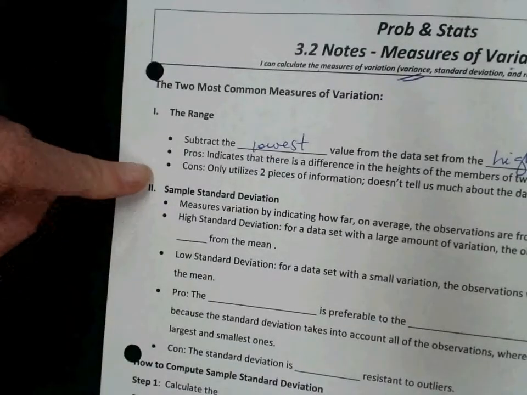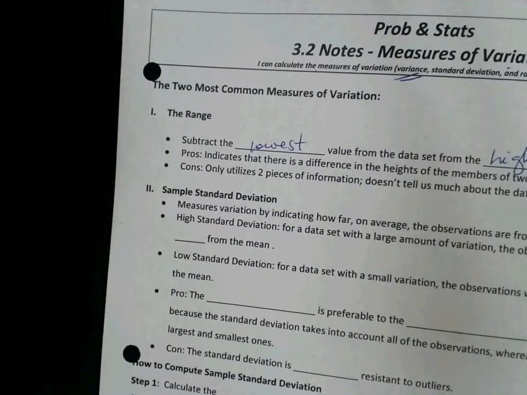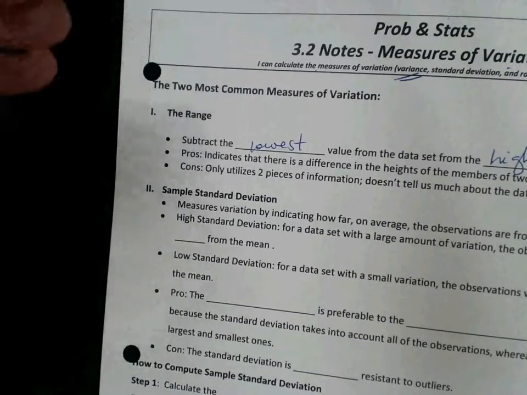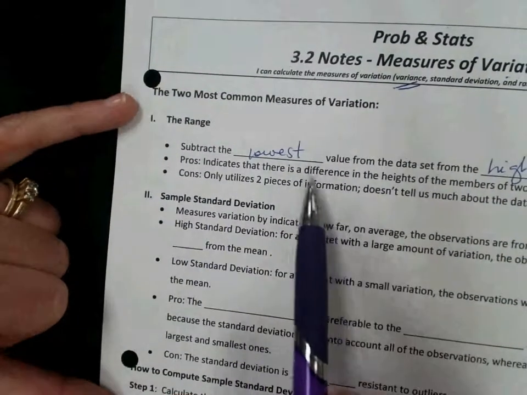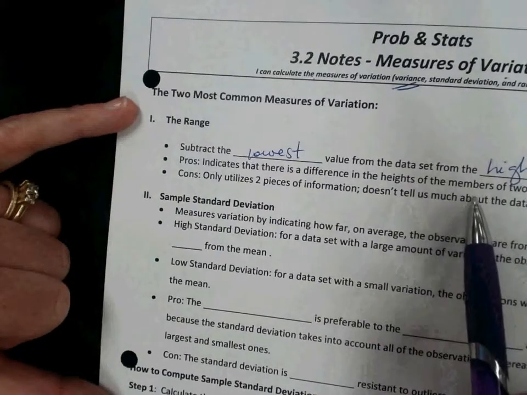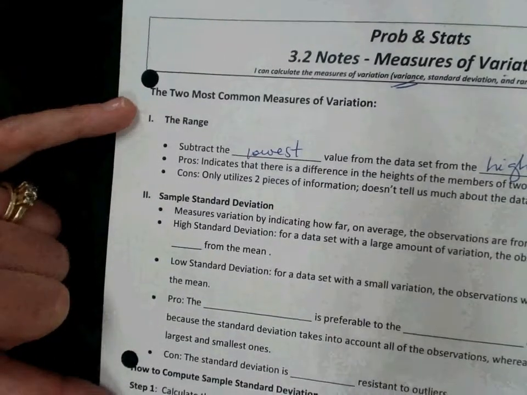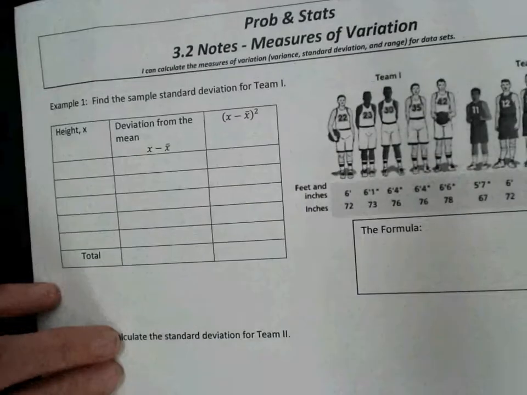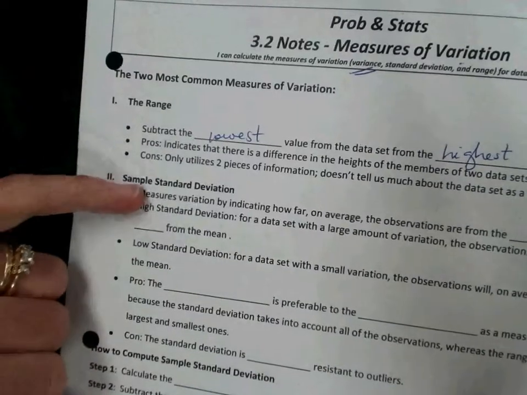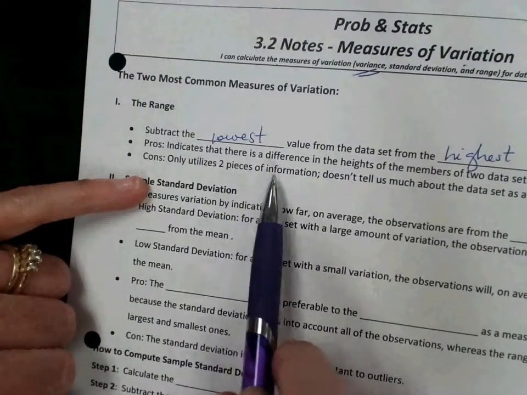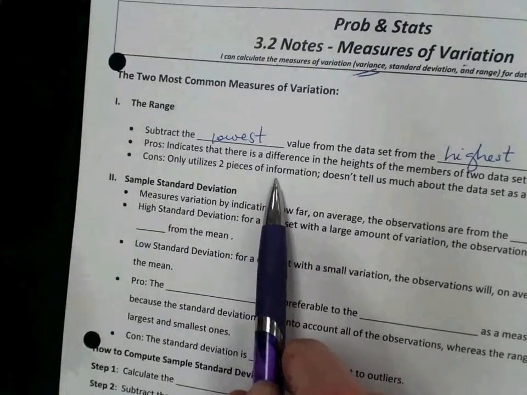There's pros and cons to any calculation for measure of center, measure of variation. In this case, the pros would be that it indicates that there's a difference in the heights of the members of the two data sets, and this is actually referencing an example that we'll do in just a little bit. The cons would be that it only utilizes two pieces of information, so it doesn't tell us much about the data set as a whole.